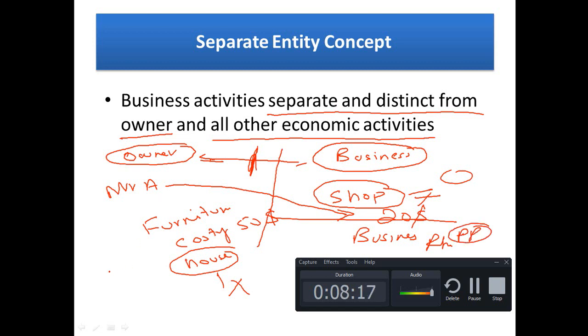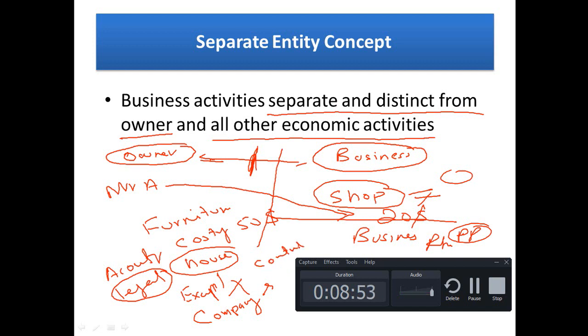Here one thing is important to note: this separate distinction between business and owner is only for accounting purposes and not for any legal purpose, because legally the owner and the business are the same, except in the case of a company, which holds the position of a separate artificial person and can enter into a contract with another person or another company in its own capacity.